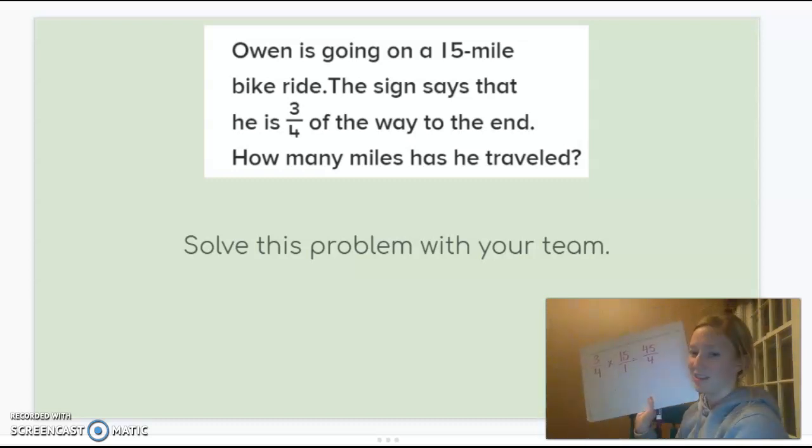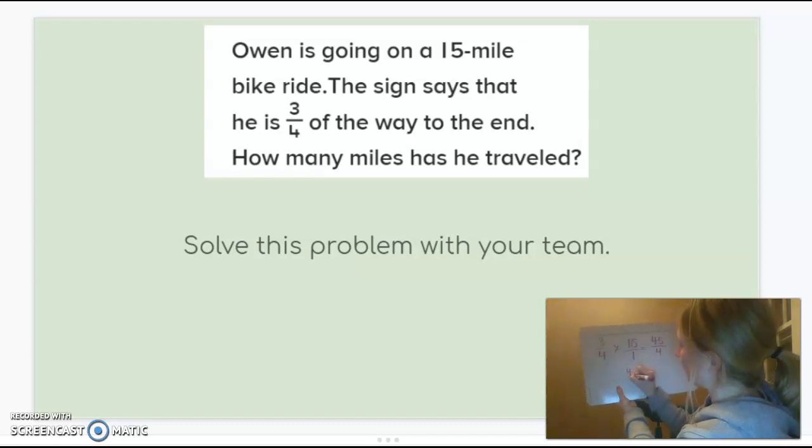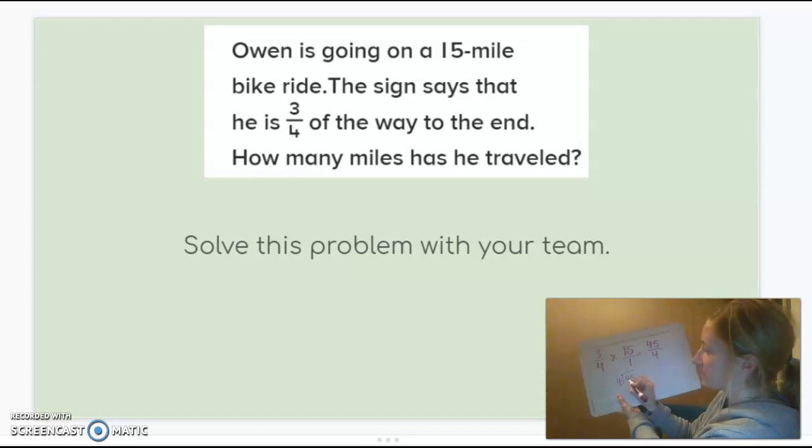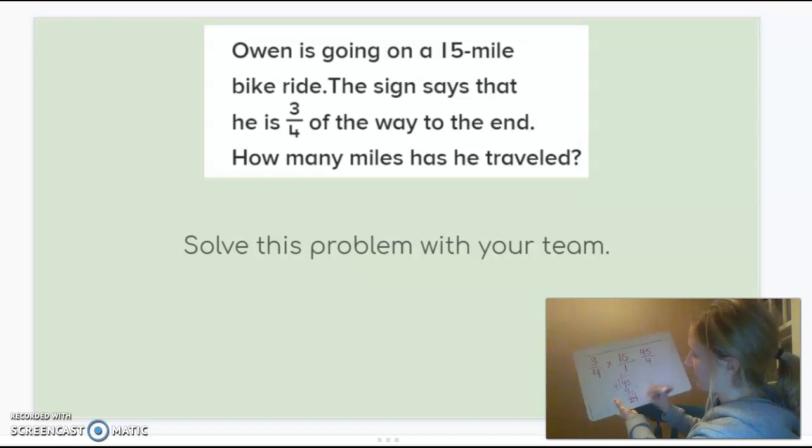Now it's an improper fraction, so I need to go ahead and fix that. I need to see how many times 4 goes into 45. So I've got my 45 divided by 4. How many times does 4 go into 4? 1 time. 0 left over, bring down my 5. How many times does 4 go into 5? 1 time. And I have nothing left to bring down, so I know I'm done.